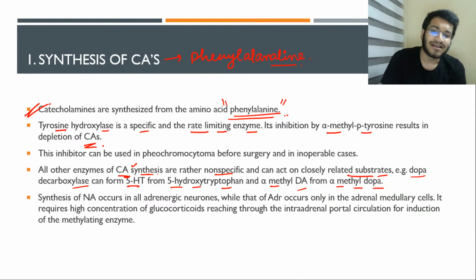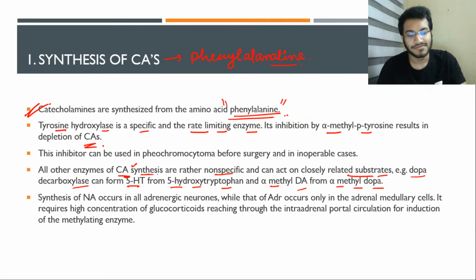All other enzymes of catecholamine synthesis are rather non-specific and can act on closely related substrates. Example, dopa decarboxylase can form 5-HT from 5-hydroxytryptophan and alpha-methyl DA from alpha-methyl dopa. Synthesis of Na occurs in all the adrenergic neurons, while that of adrenaline occurs only in the adrenal medullary cells, and it requires high concentration of glucocorticoid reaching through the intra-adrenal portal circulation for induction of the methylating enzyme.